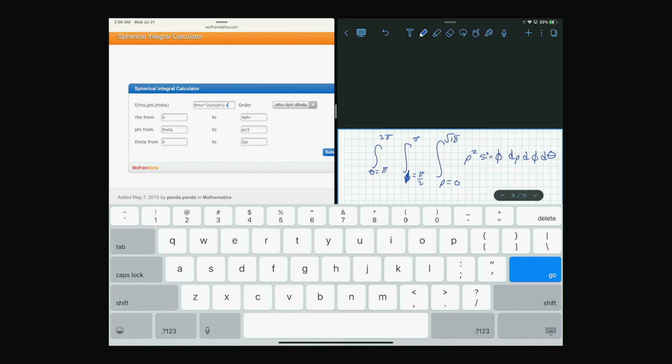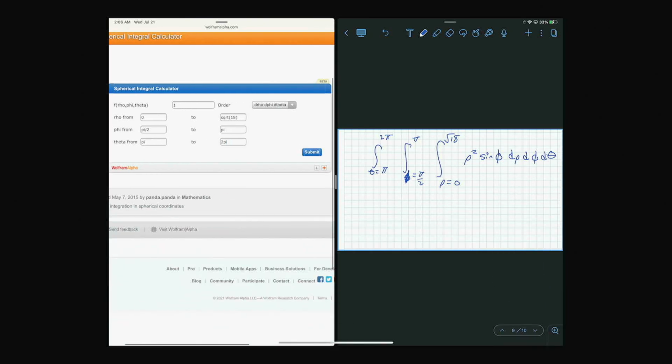So I don't know if we have to type in the rho squared sine phi here. So I'm just going to leave that blank. I'm going to put a 1 there. And then rho from 0 to square root 18. We'll look at the result and see if it makes sense. Phi from pi over 2 to pi. Theta from pi to 2 pi. So we'll have to check if it added the rho squared sine phi for us, or if we were supposed to add it ourselves.